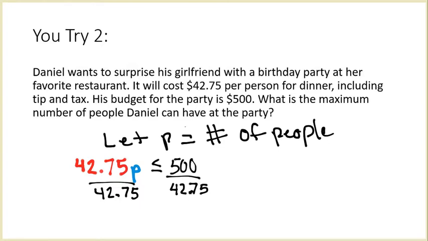And I'll get P is less than or equal to 11.70. Okay, can you have 0.70 of a person? No, that doesn't make sense at all. So we're going to round down in this case so that P is less than or equal to 11 people. So he can invite 11 or fewer people to the party.